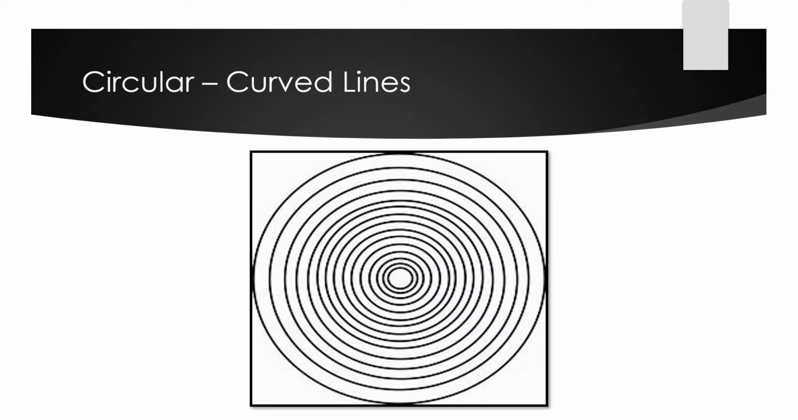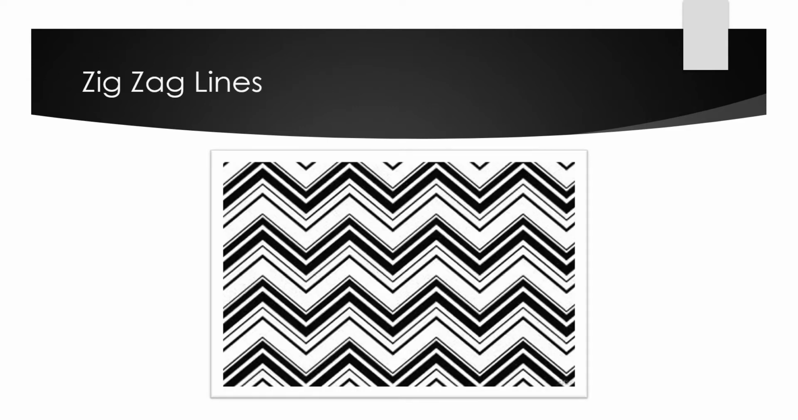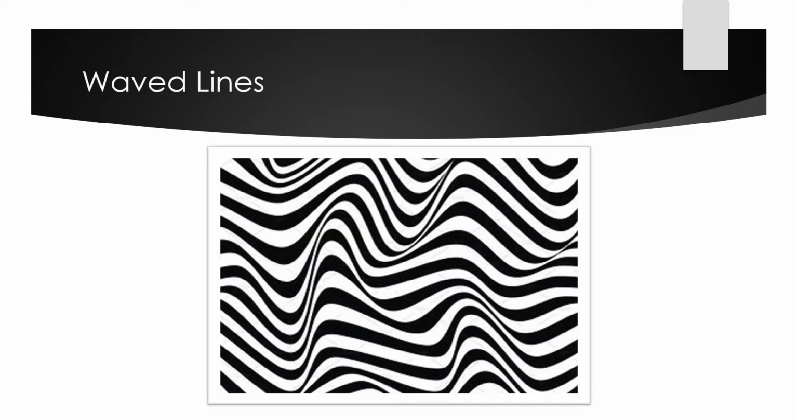Circular lines are curved lines that start and end at the same point. There are no straight lines or edges. Zigzag lines. Zigzag lines are lines that begin and stop and sharply change directions. Waved lines. Waved lines are circular in nature and mimic waves in the ocean water.